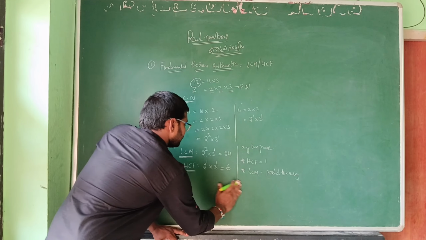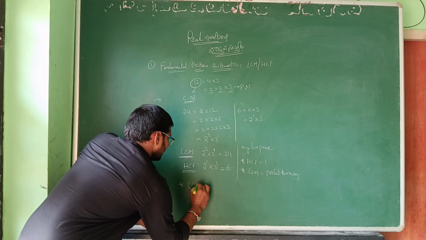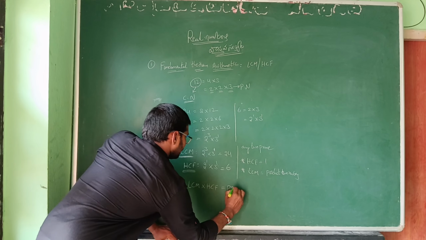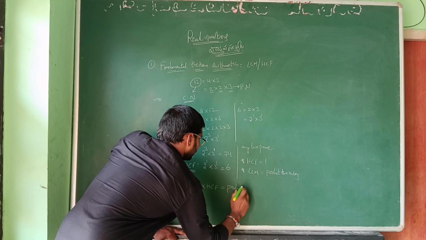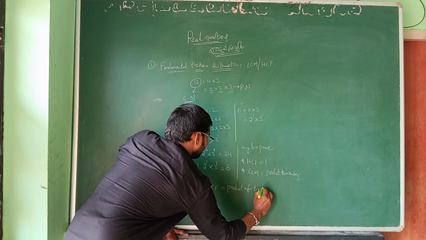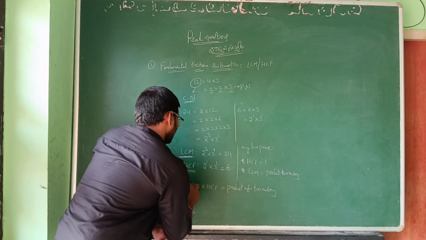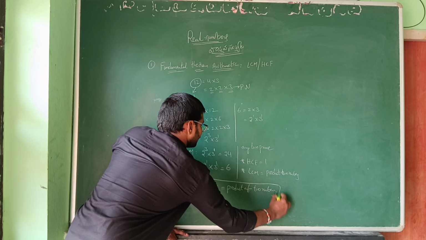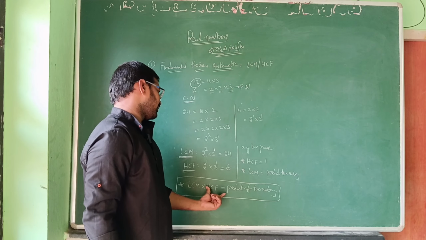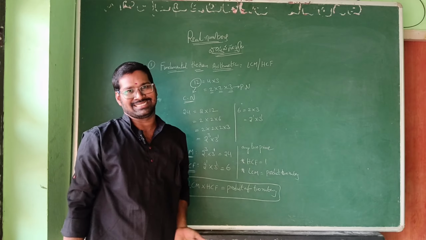And what is the relationship between LCM and HCF? See, the relation: LCM into HCF is equal to the product of the two numbers. LCM into HCF equals the product of the numbers. It is called the relation between LCM and HCF.